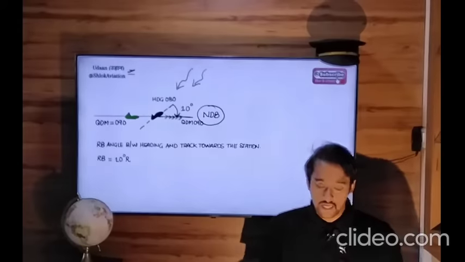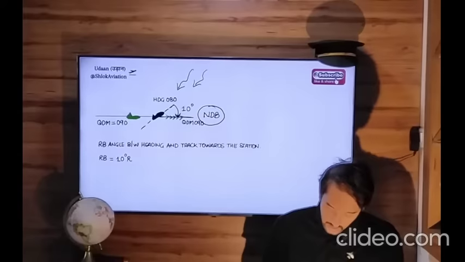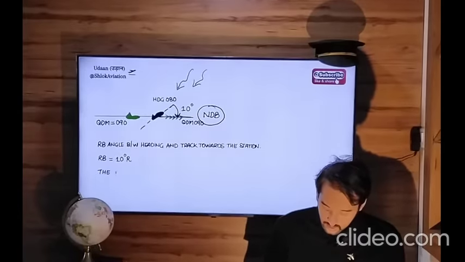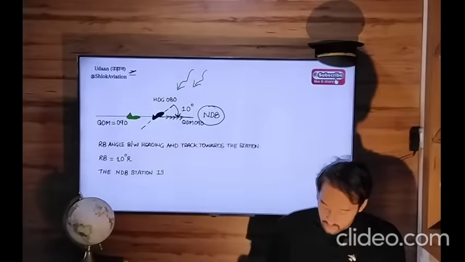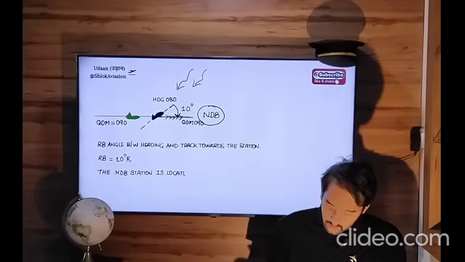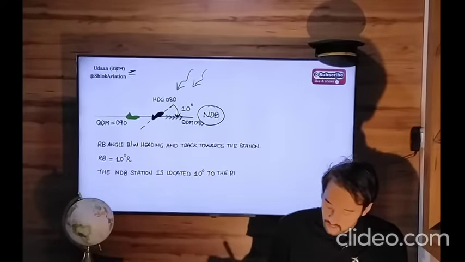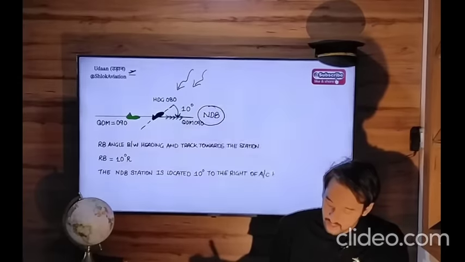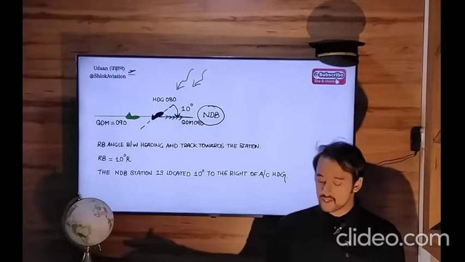right hand side, all angles are measured clockwise. So that means the NDB station is located 10 degree to the right of aircraft heading. Okay, so this is what it says.